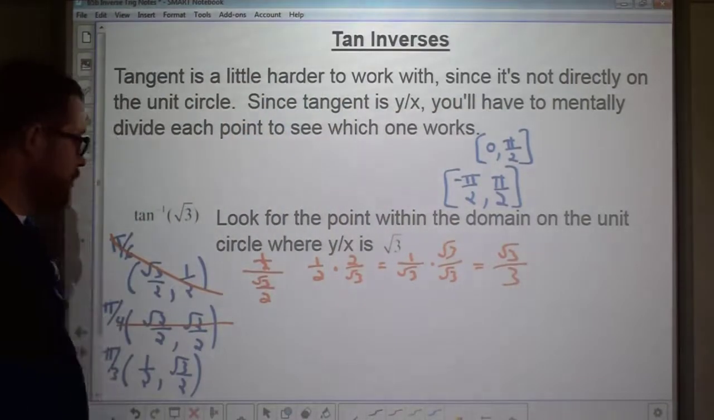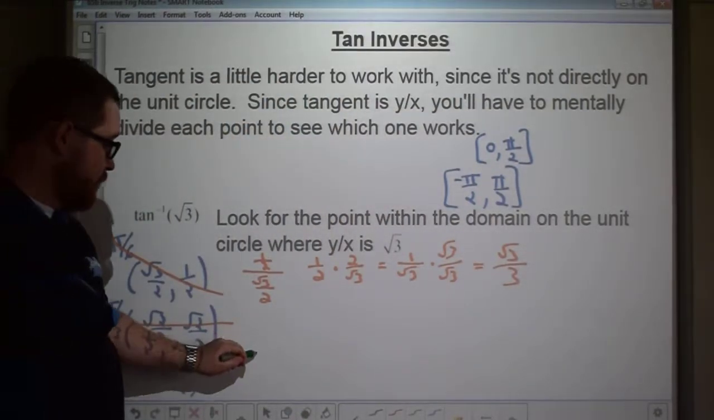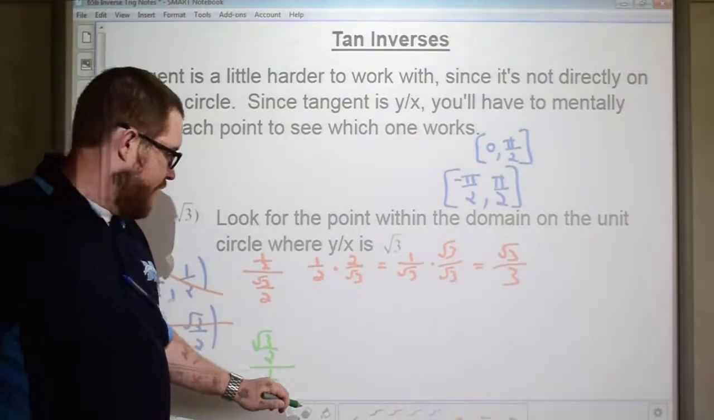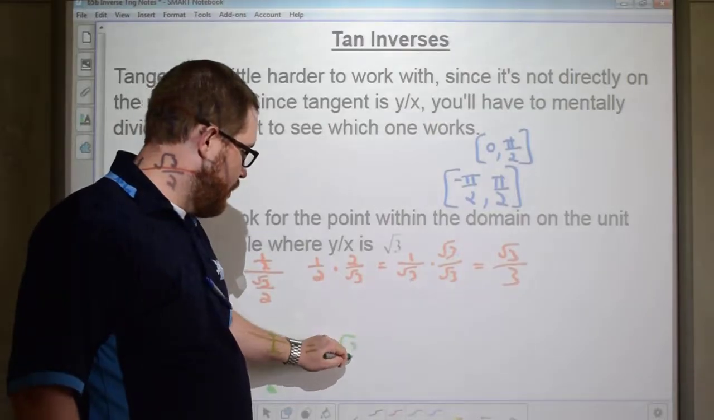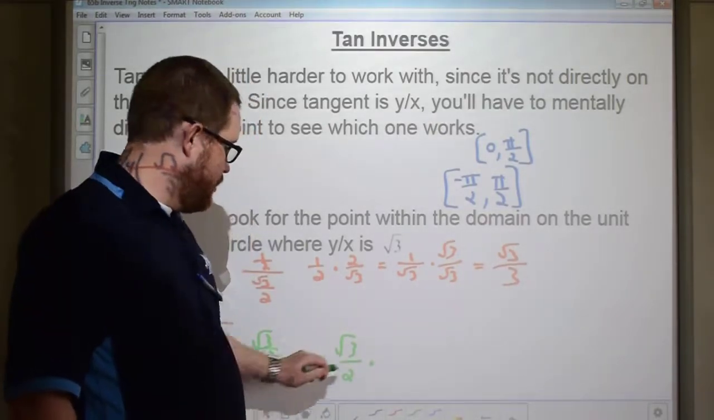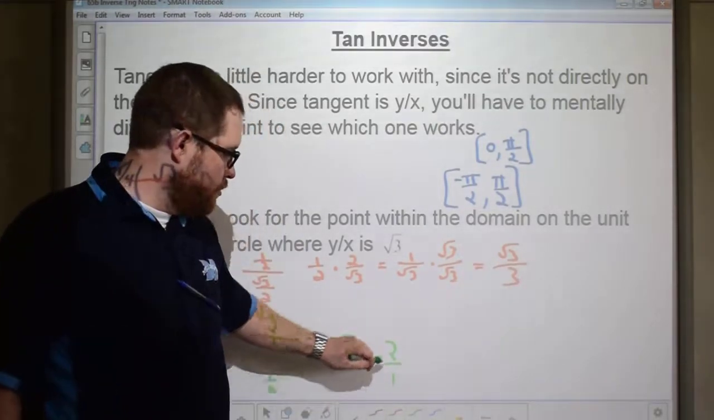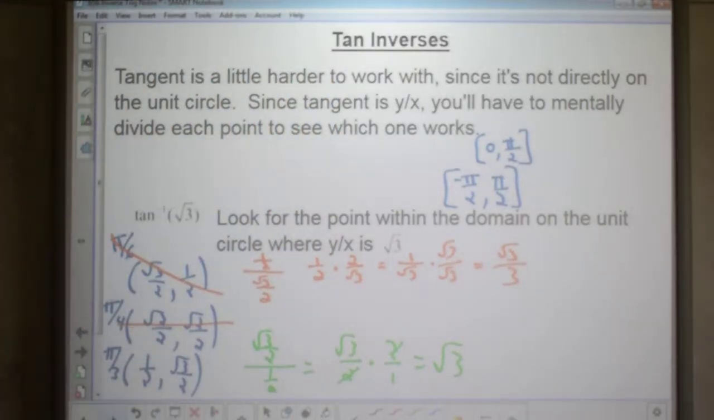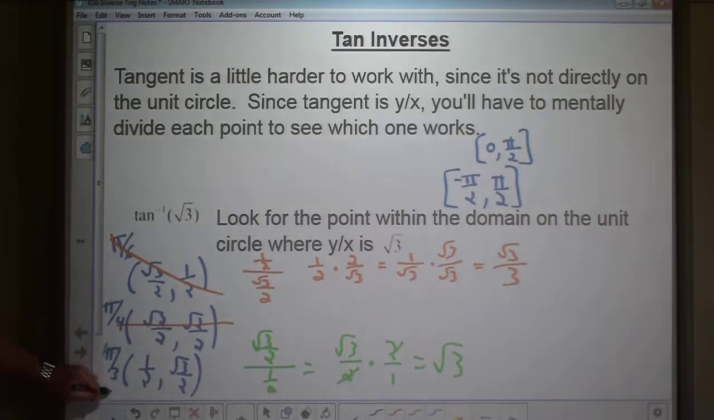The answer is going to be pi over 3, so let's prove it. It's square root of 3 over 2 divided by 1/2. That's the same thing as square root of 3 over 2 times 2 over 1. The 2's will cancel, and I get square root of 3. So where in the first quadrant does tangent equal square root of 3? At the point, or at the slope, or the angle, pi over 3. Tangent's pretty tricky.